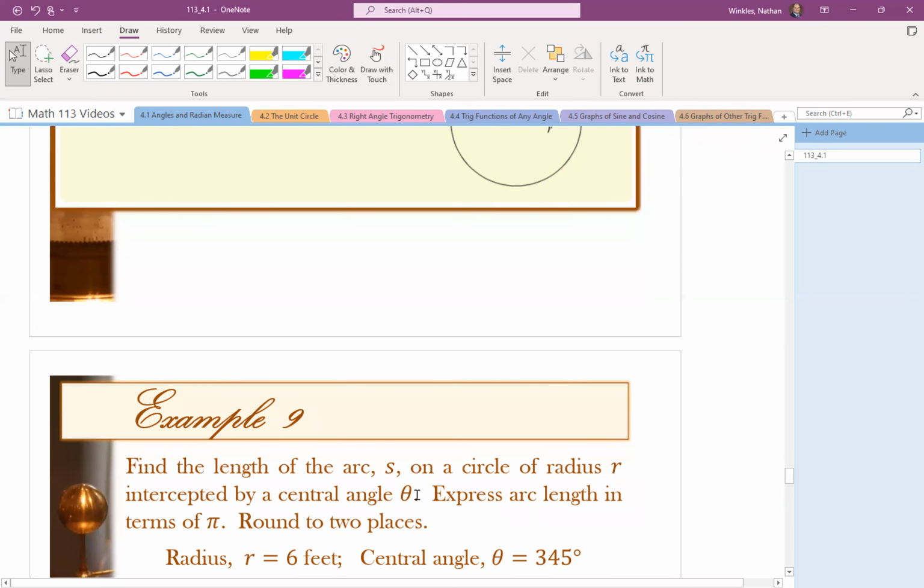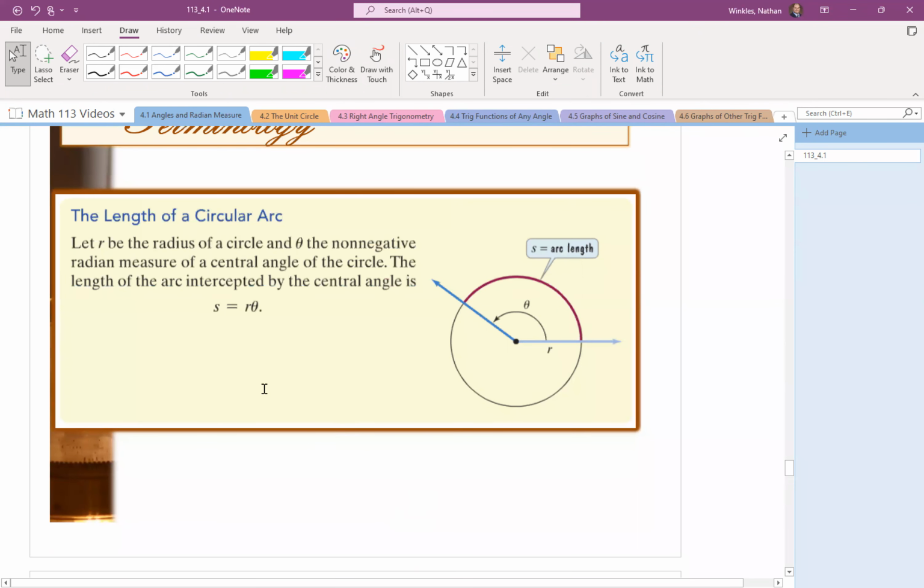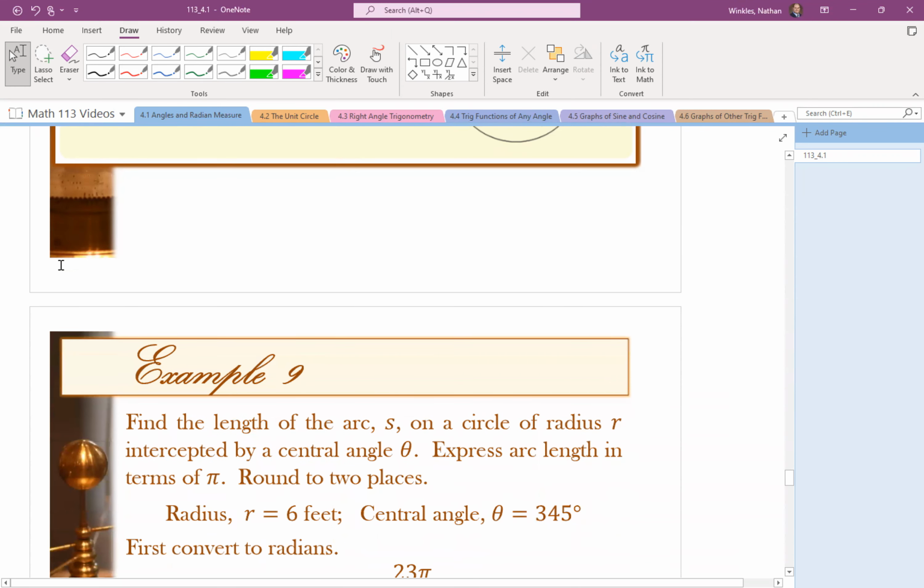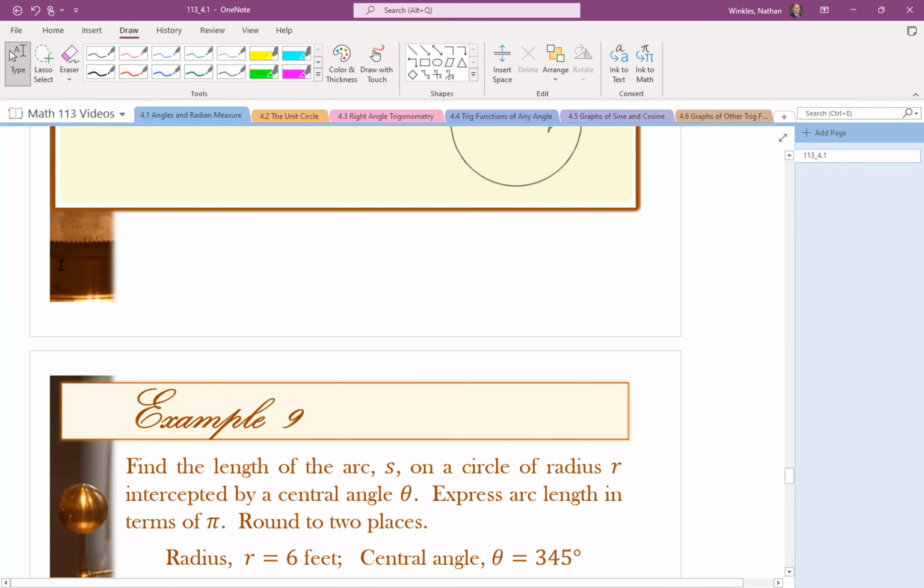So some things to keep in mind here, let me jump back up here, is that r is the radius and theta is the non-negative radian measure. Has to be in radians. So therefore, find the length of the arc s on a circle of radius r intercepted by a central angle theta. Express our arc length in terms of pi and then round to 2 decimal places.